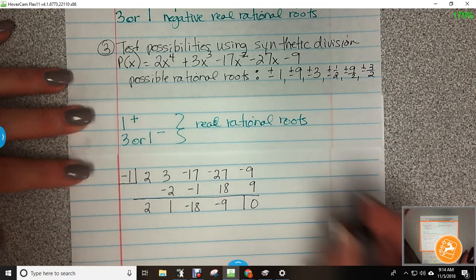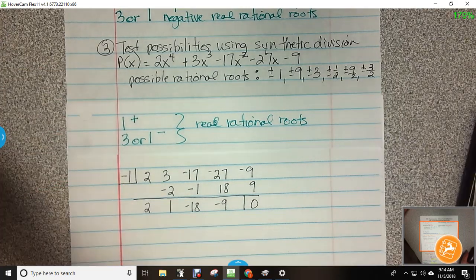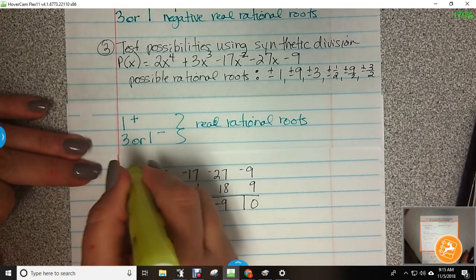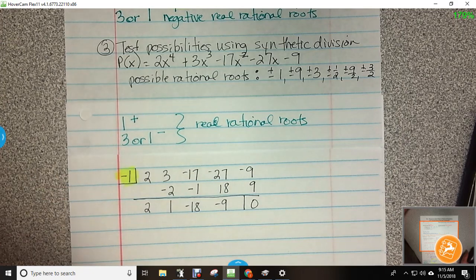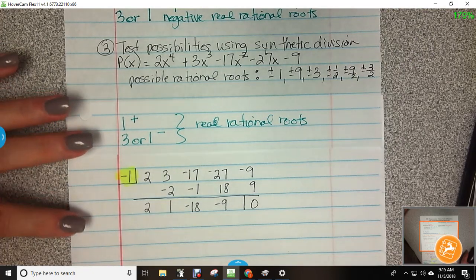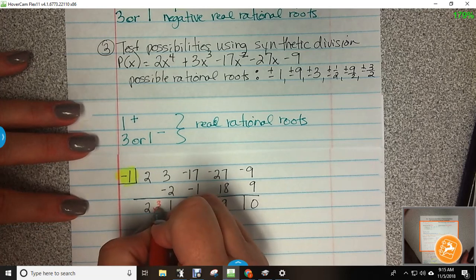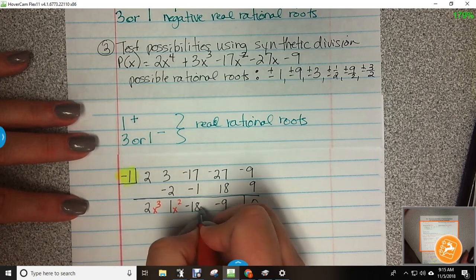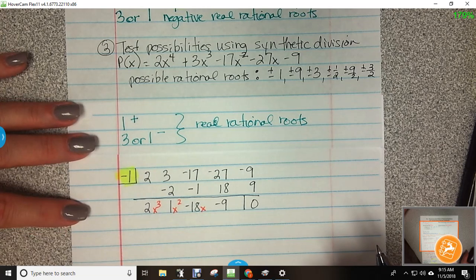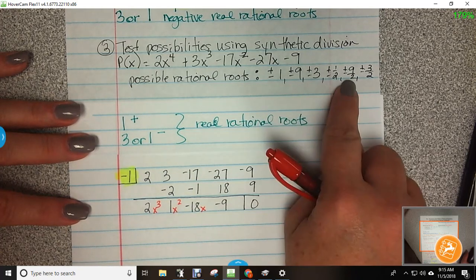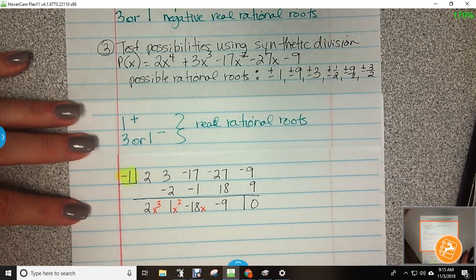Well, what do you know? We get lucky and -1 works. So when I get to here, remember I start out with x to the 4th, so this is going to be x to the 3rd, x squared, and an x. Now I need to test something else. I need to see if maybe another one of the negatives works, or if a positive is going to work.